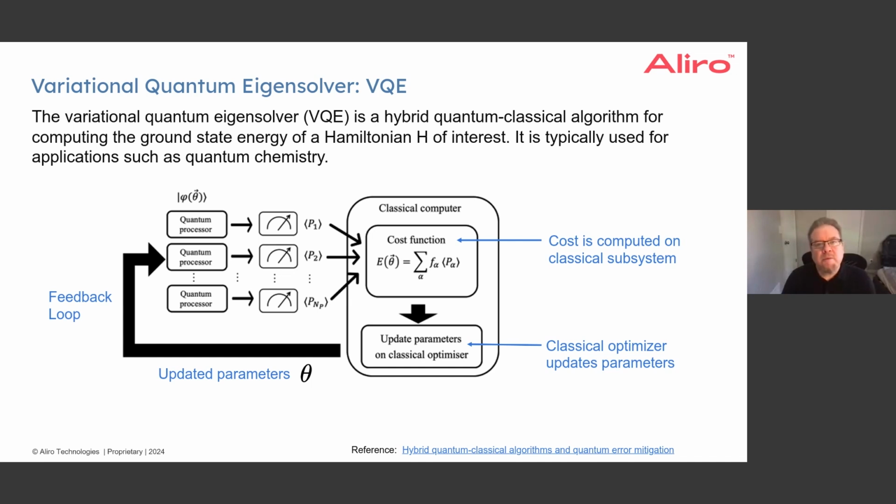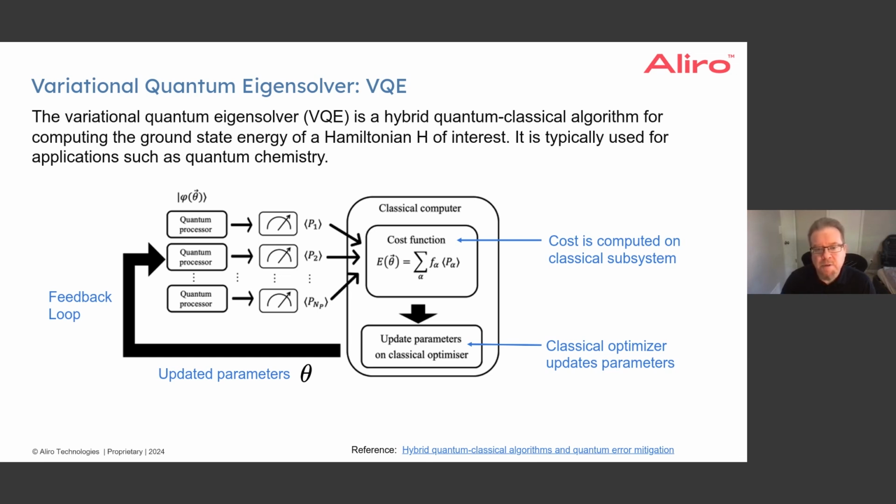The variational quantum eigensolver is a hybrid quantum classical algorithm for computing the ground state energy of a Hamiltonian. In this system, on the left part of the diagram, we have a quantum computation that's parameterized by some parameters theta. And then, of course, we have measurements. And from these measurement results, we get some expected observation from this.